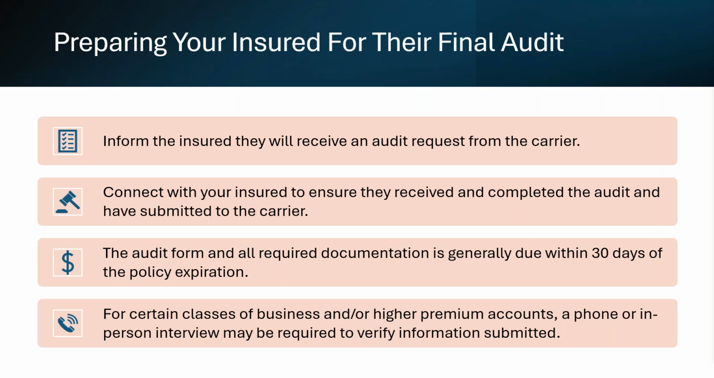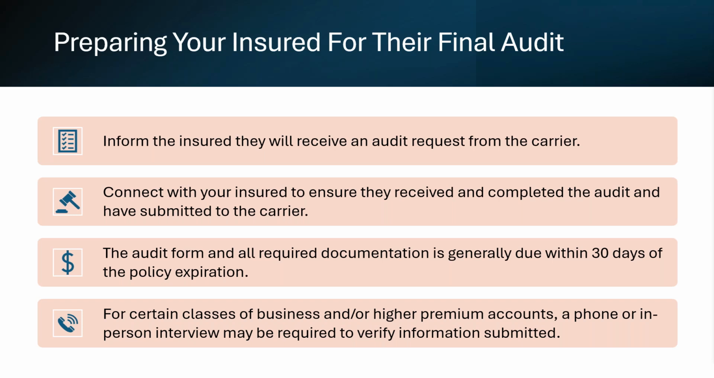So, preparing your insured for their final audit. Before the end of the policy term, the insured is going to receive a notice directly from the carrier regarding their upcoming final audit. The insured is going to receive an audit questionnaire listing the items needed in order to complete their final audit, along with a blank audit form for the insured to fill out. Those notices are going to be sent by mail from the carrier to the insured directly.